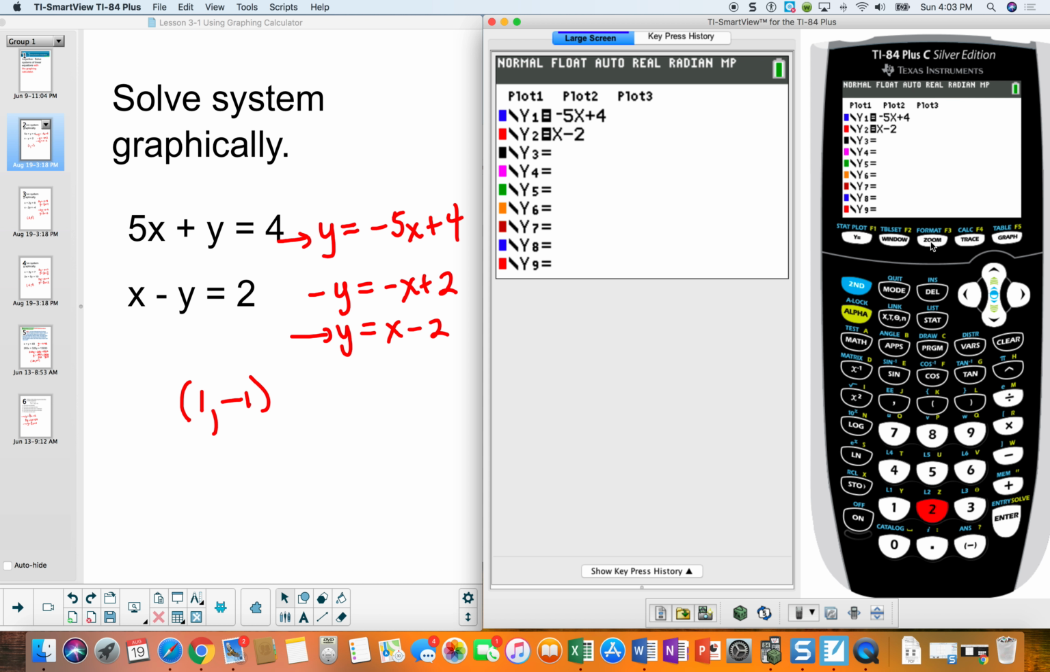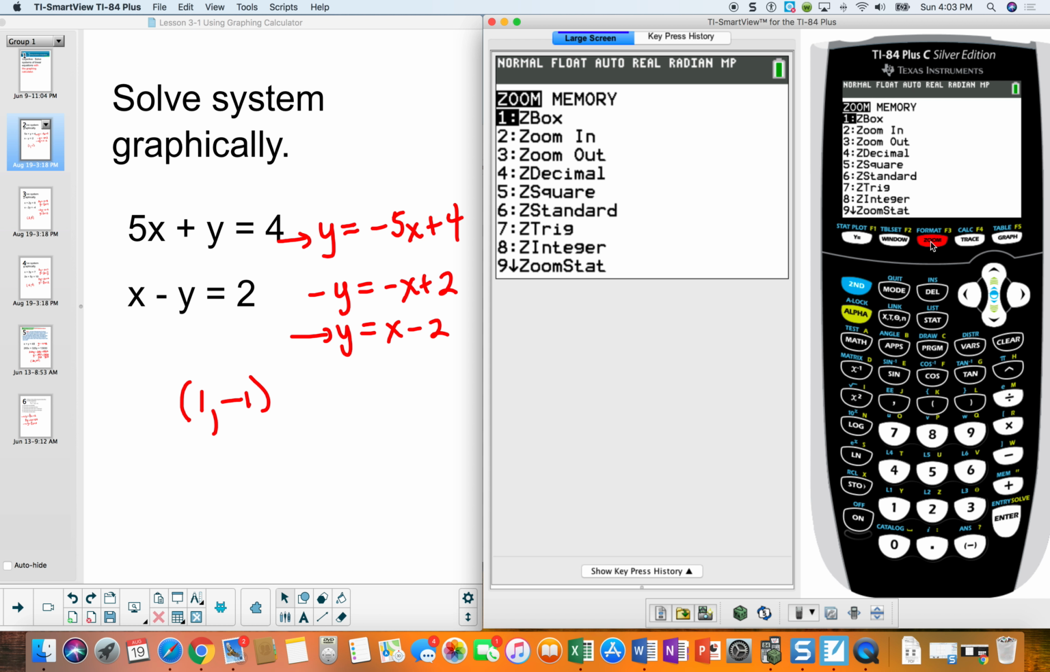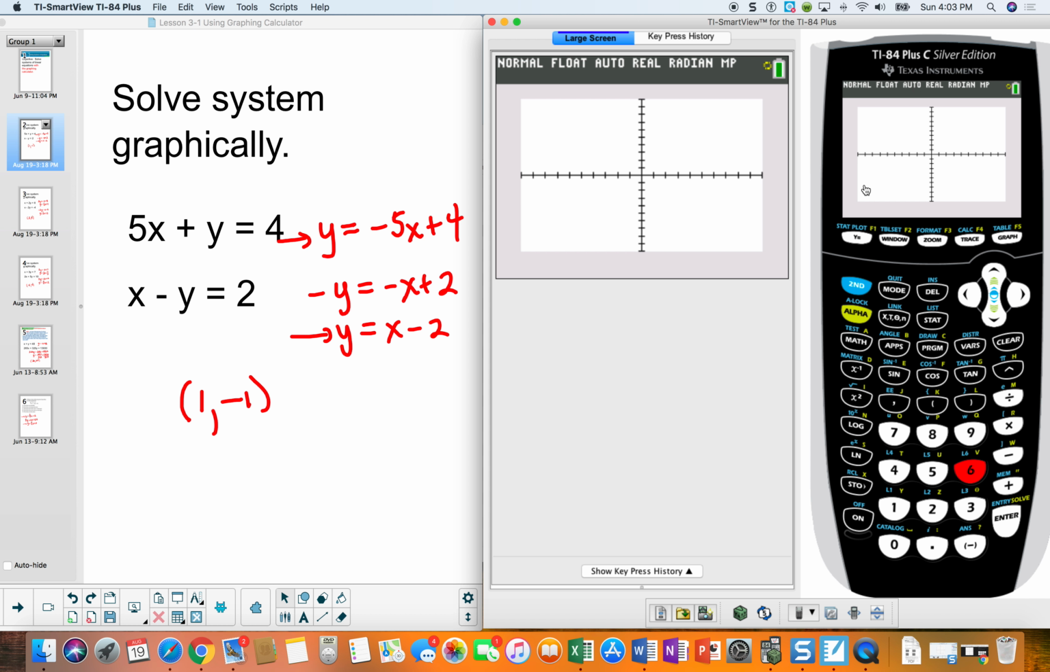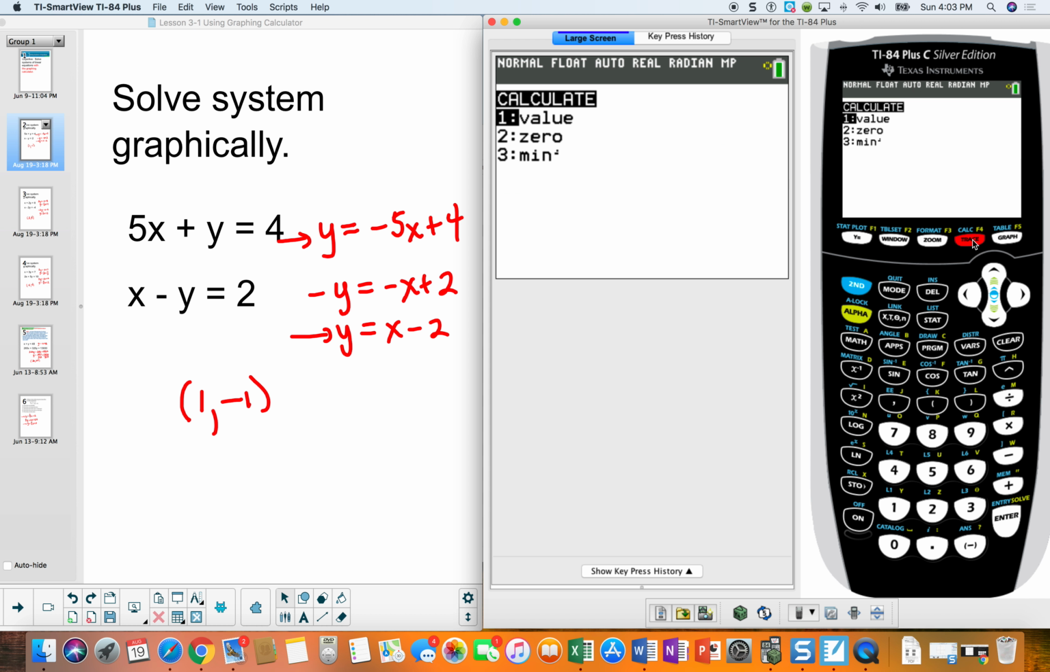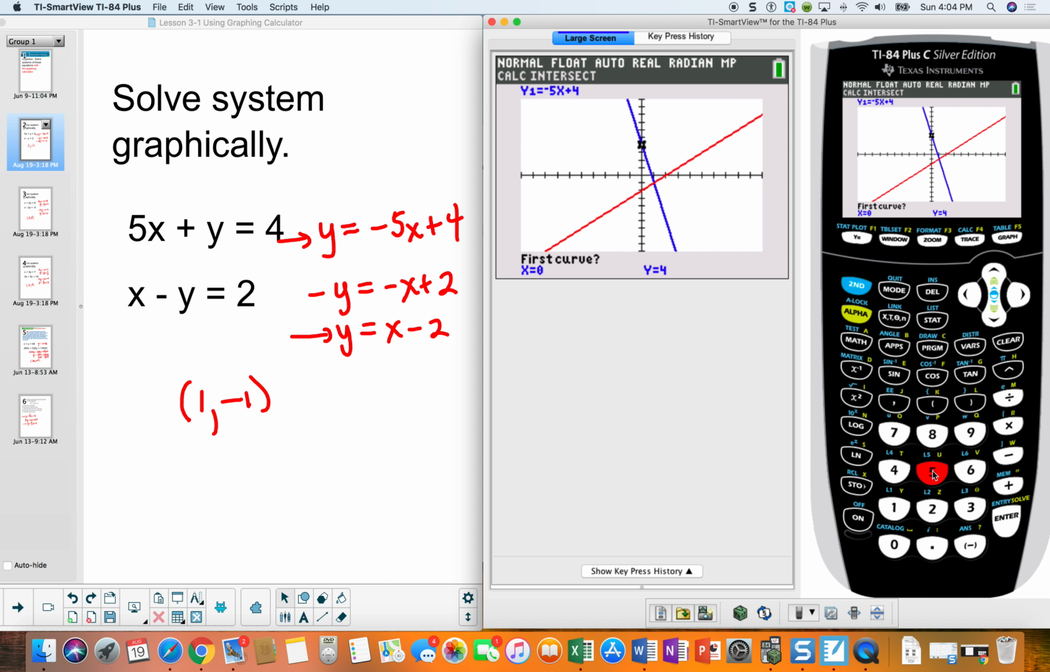Okay, go ahead and press zoom because we don't know how your screen looks, and we're going to choose 6 for standard screen. That's going to be a -10 to 10, -10 to 10. Here are our two lines, and here's where they intersect. The calculator will tell us where that intersection is. It's under calculate, and that's blue letters. So we're going to press the second, and then we're going to press the button, and we're going to get a menu. We want 5 for intersect. You can either go down or press the number 5.